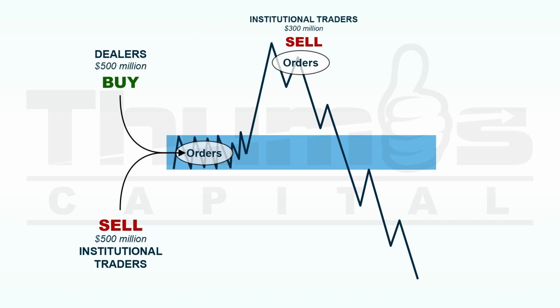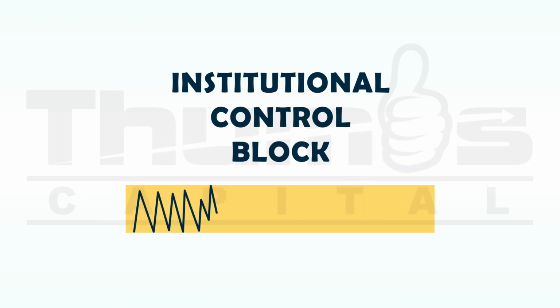Other than the demand and supply order blocks, there is another order block which plays a bigger role in market analysis on institutional level because it is the largest order block, and we call it the institutional control block. The control block is the most important order block. Both large investors and small investors use it. I will explain everything you need to know about the institutional control block in our next video.